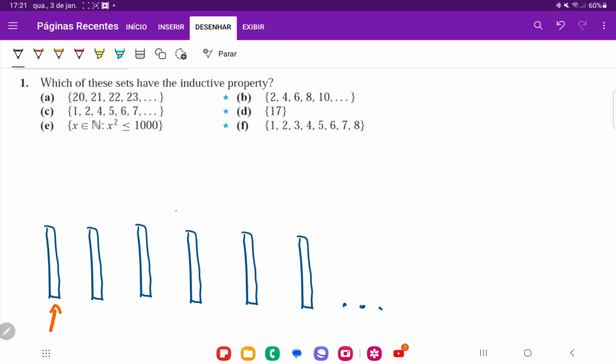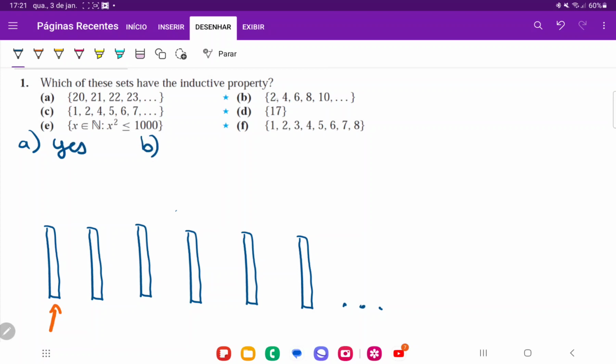So for item A, we can see here that the set begins at 20, and from that domino, you can access the next one, which is 21, and then 21 can access 22, and it can access 23, and so on and so forth. So even though it does not begin at 1, it has this idea that every single number can access its successor, and so it does have the inductive property.